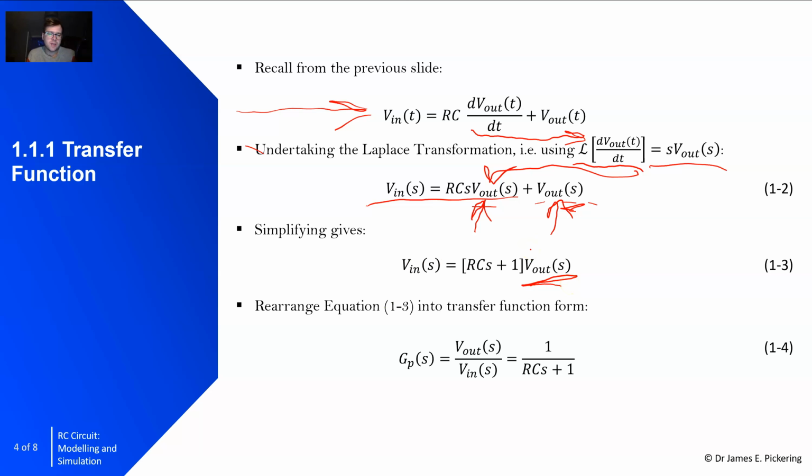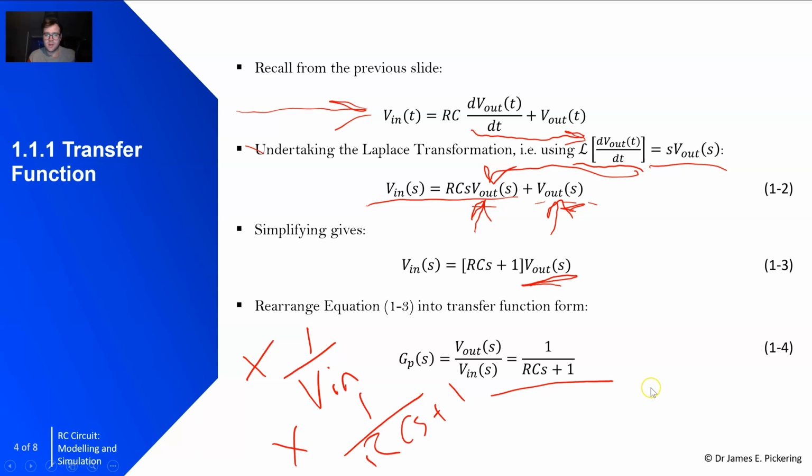And the reason why we do that is because we want to put this equation 1.3 into transfer function form. And transfer function form is given by this form in the case of output over input. So we can algebraically manipulate this equation so that it's V out over V in. So you can see here what I've done effectively is just cross multiply by 1 over V in, and then cross multiply by 1 over RCs plus 1, and hence you end up in this transfer function form given here.